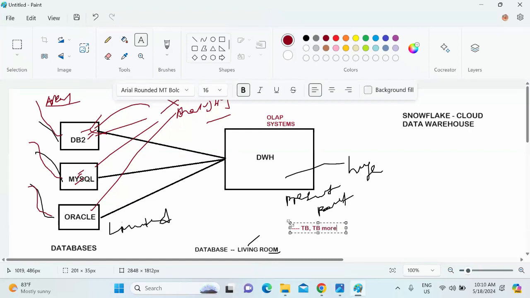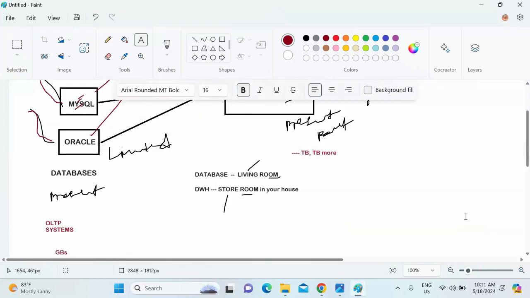Sir, in the coming class, I will tell you why databases support GBs only, how the design is happening, what a data warehouse is, and why it supports TBs, petabytes, whatever it may be. In the coming class, I will tell you the design and the drawbacks and everything. But simply today, a database is one type of OLTP system, which stores the data coming from different transactions on a particular application, for a limited period.